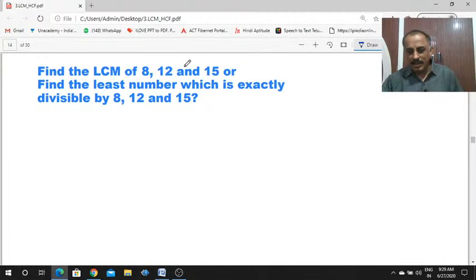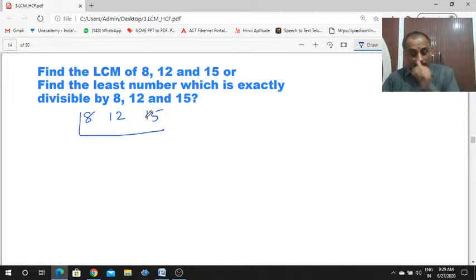So find the LCM. Friends, find the LCM of these three numbers. Try it. Find the answer. What is the LCM of 8, 12 and 15? If you know the answer, please find the answer.